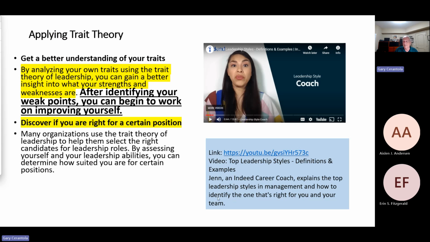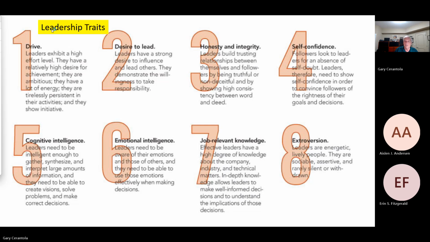I'm not going to cover it, but Jen is an Indeed career coach and explains the top leadership styles in management and how to identify the one that's right for you and your team. So it's a good piece to go through if you're interested. And here's some of the key traits.